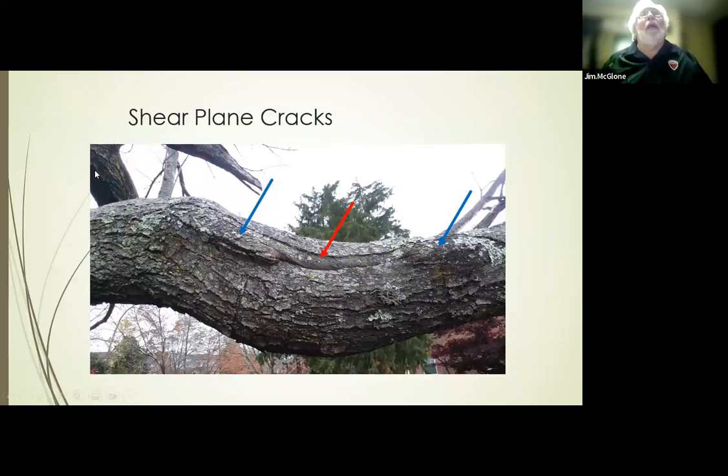You can see that it's already sealed up this part of the crack and this part of the crack, and this is not too far behind. There's still a crack in here, but the tree is actually healing it.